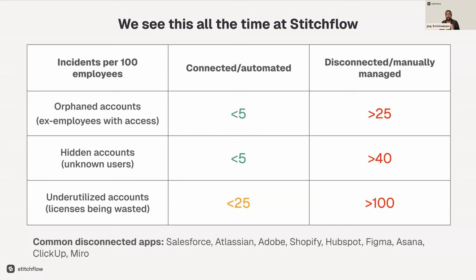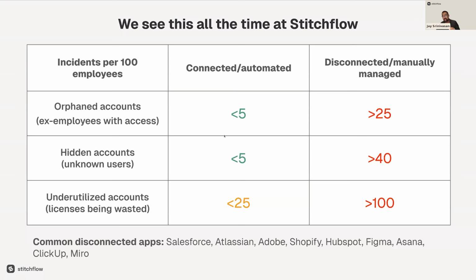And by the way, disconnected apps don't have to be some obscure corner app that no one's ever heard of. The most common disconnected apps that we find in our environments are tools like Salesforce, tools like Atlassian, Jira, and Confluence, Adobe, Shopify, Figma, Asana. These aren't just niche on-prem legacy tools. The most popular, biggest, most commonly used SaaS apps can absolutely be disconnected as well if they're not gated behind your identity provider.